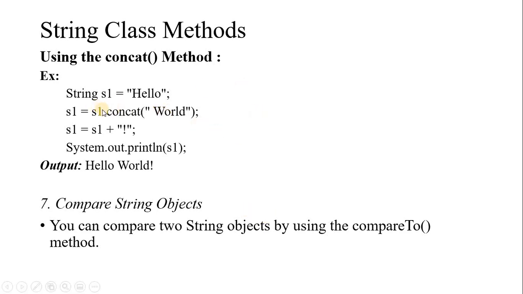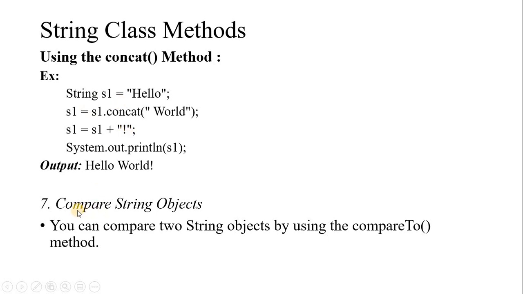The other way of using concatenation is this. For example, I have "hello" here. I am going to say S1.concat("world"). What will happen? "Hello world" will be present in S1. Again, S1 equals S1 plus an exclamation sign: "hello world" is already there, plus the exclamation sign will be joined. So "hello world!" is added. Both the concat method and the concatenation operator are possible. That is explained here.